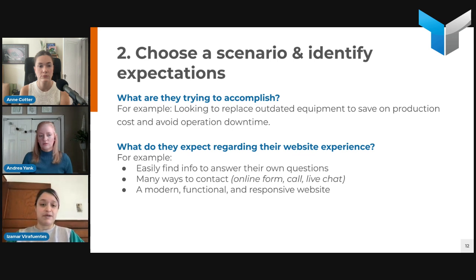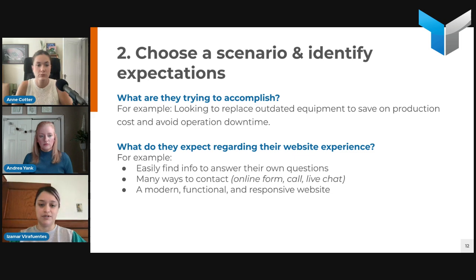So they expect to find answers on their own. They don't want to immediately start calling you all and requesting quotes. They want to answer questions on their own, however that may be, by visiting product pages, looking at other pages on your website. And they also want many ways to contact you however they see fit. So sometimes through a live chat, an easy way to call, buttons to call, online form, call to action, so they could fill out forms.